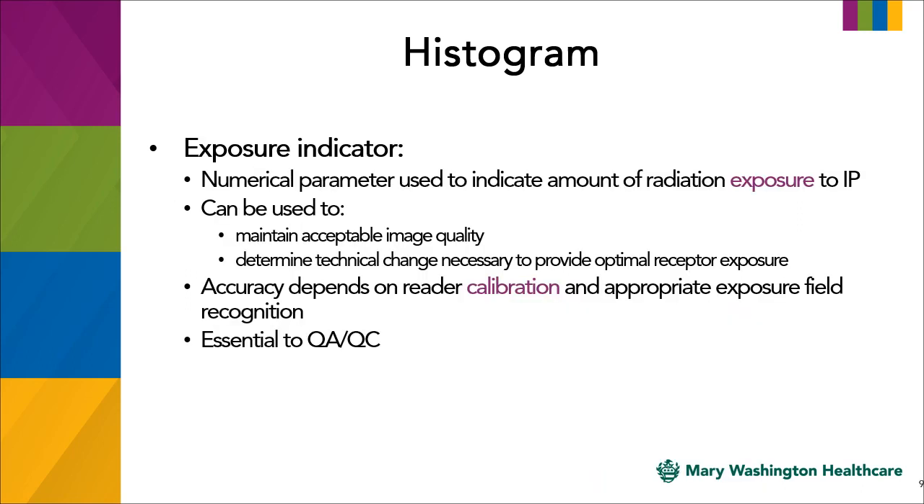The exposure indicator is the numerical value used to indicate the amount of exposure to the imaging plate or to the detector. It can be used to maintain acceptable image quality, and it can determine technical change necessary to provide optimal receptor exposure. Its accuracy depends upon reader calibration and appropriate exposure field recognition, and it's essential to QA and QC.